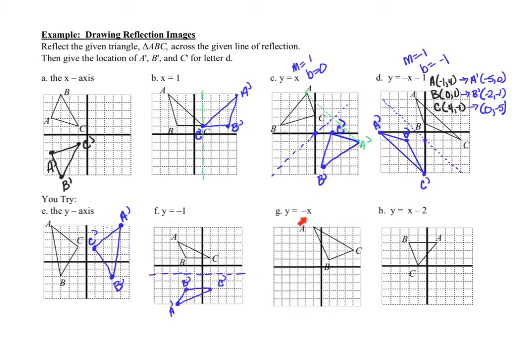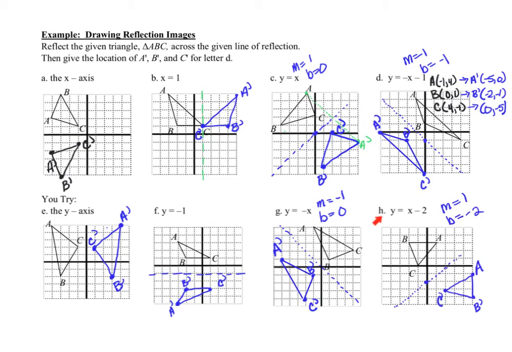For letter G, you have a diagonal line, but this time with a negative slope. So your slope is negative 1, your y-intercept is 0, so your diagonal line is going to go the other way than some of the other examples. For letter H, you're going to have a line of reflection at y equals x minus 2. This line will have a slope of 1 and a y-intercept of negative 2.